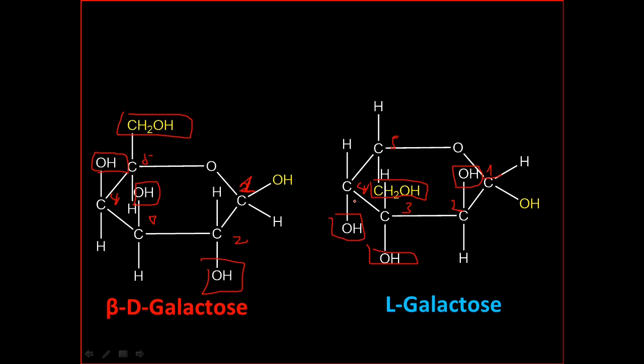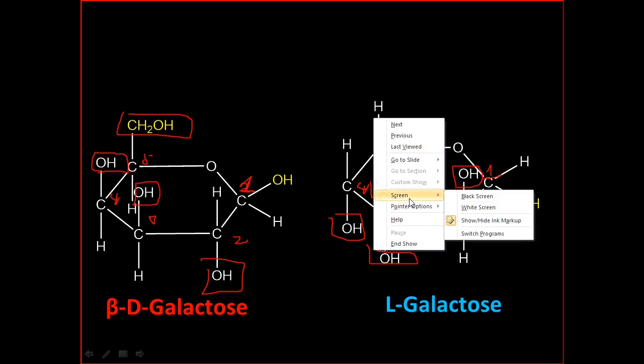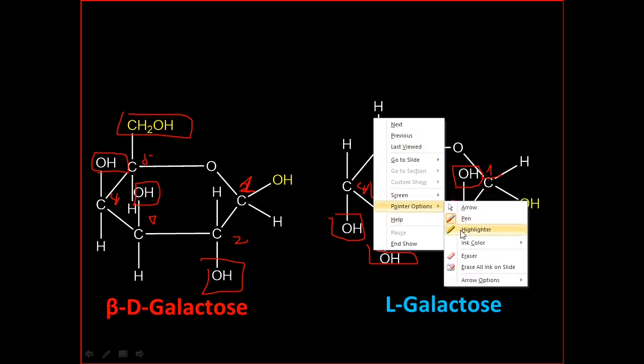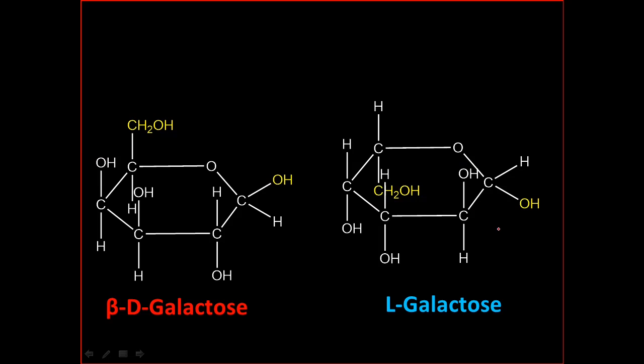Now, how do we designate the symbol alpha and beta on this position? In this case, both the CH2OH and OH are on the same side. They are both at the bottom. Therefore, this is in the beta position. That's why we call it the beta L-galactose. That's all. Don't confuse your mind.